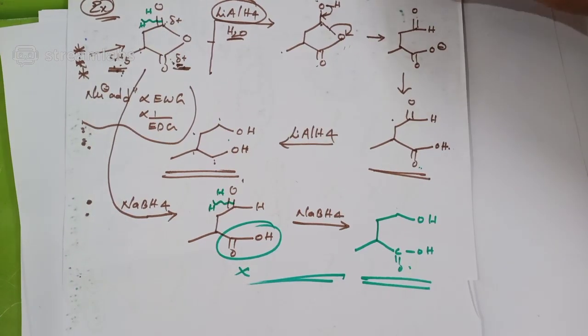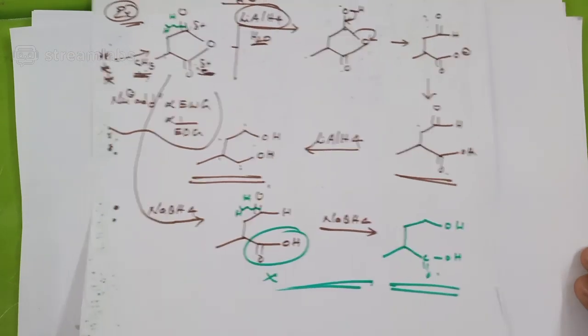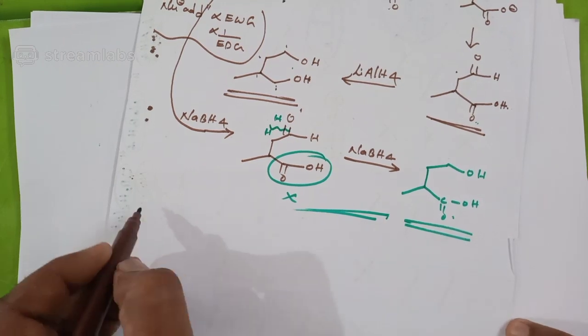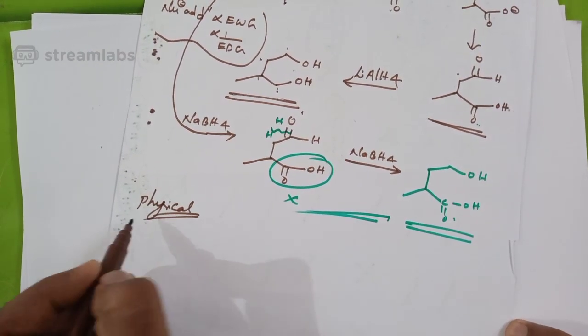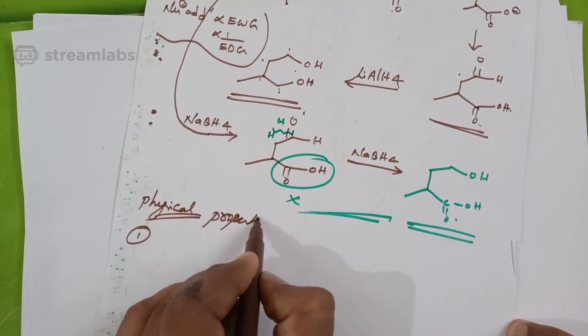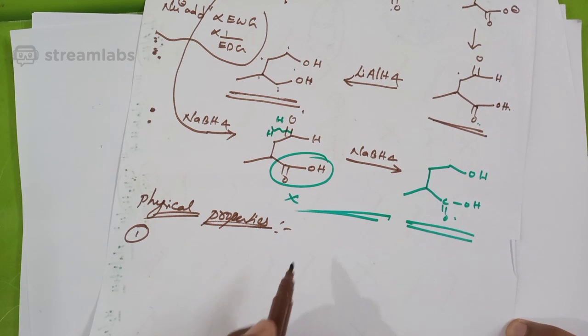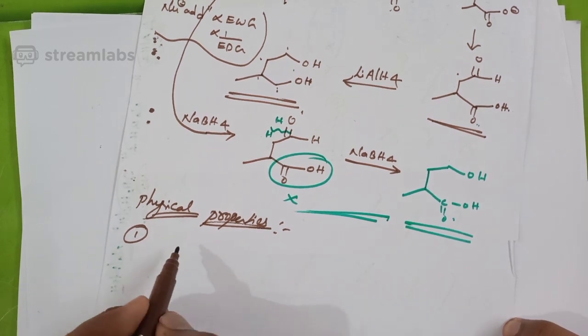So now we are discussing some physical properties of alcohols. These are the preparations we discussed till now. Now the physical properties. The first physical property is acidity. The acidity part is very important, so I'll explain.